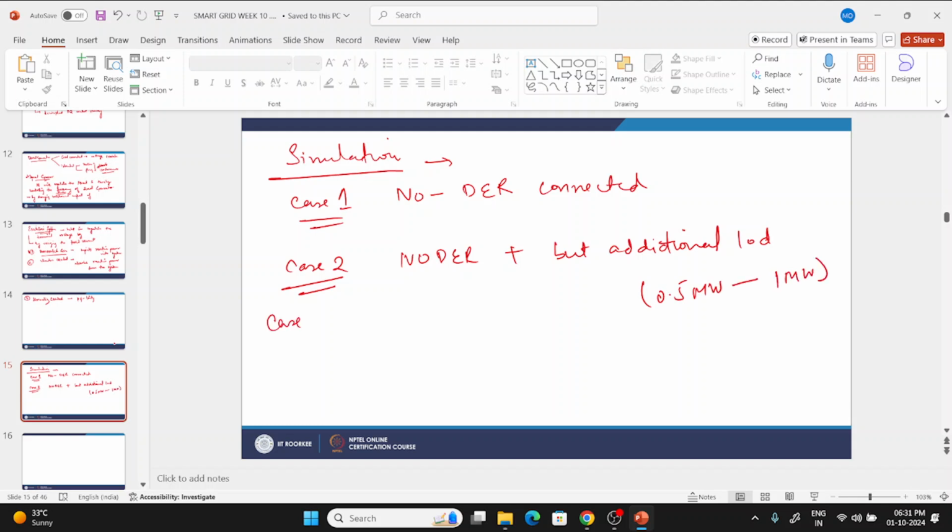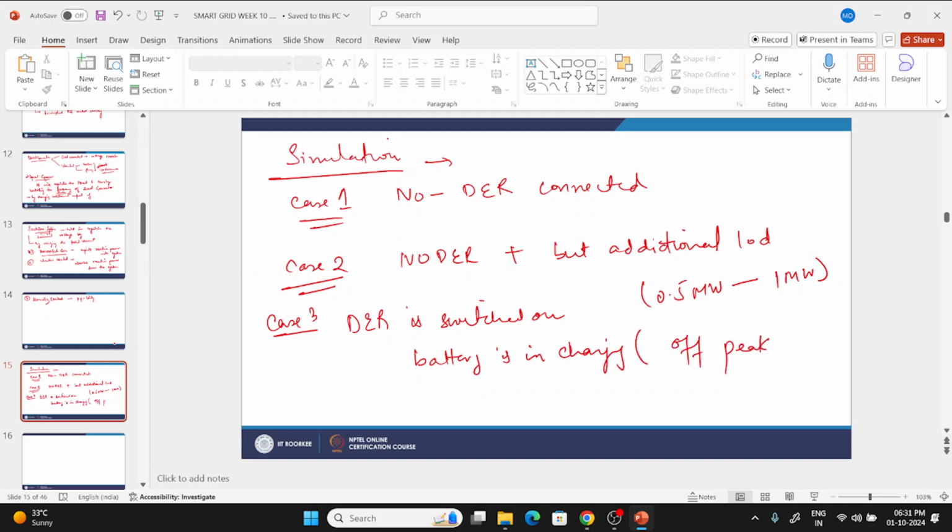Then we will analyze another case, which is case 3, in which DER is switched on and the battery is in charging mode, and it will charge in the off peak hours. Or the diesel generator is operated in a voltage regulation mode, which is overexcited mode. Voltage regulation.